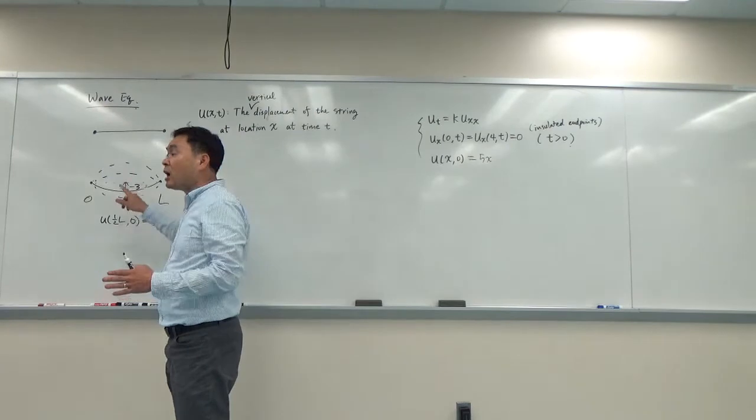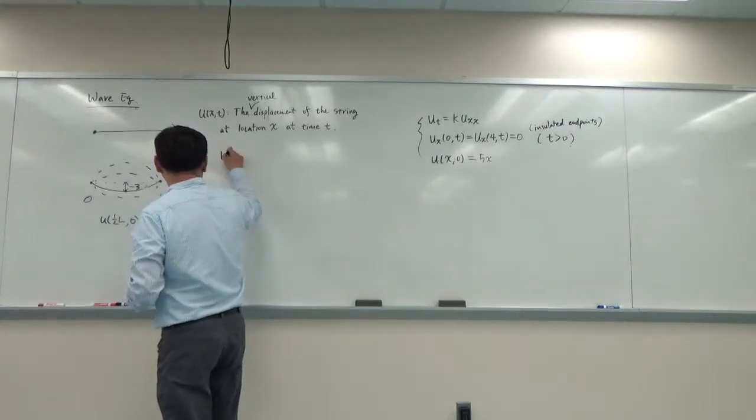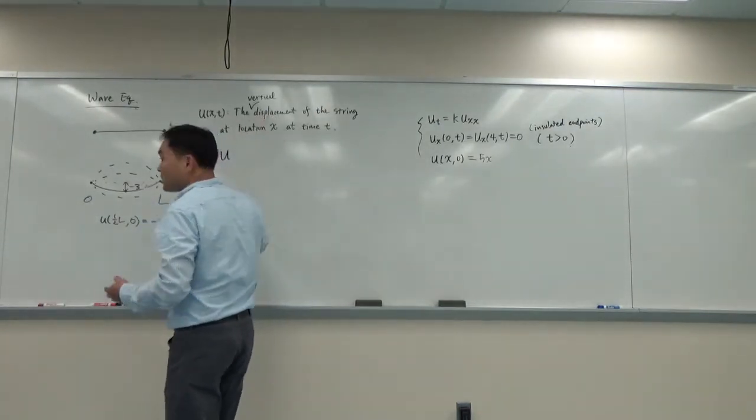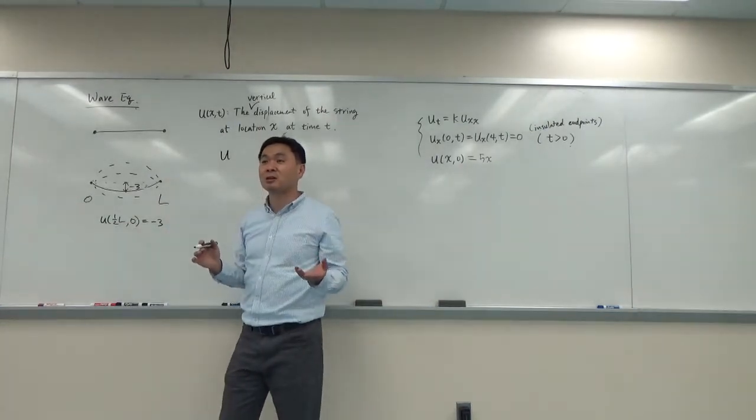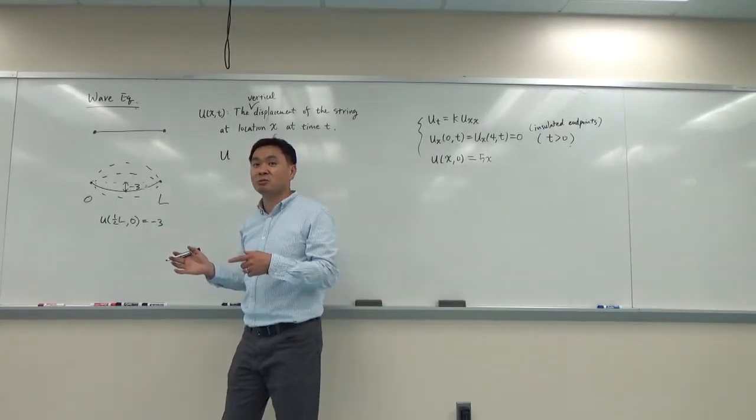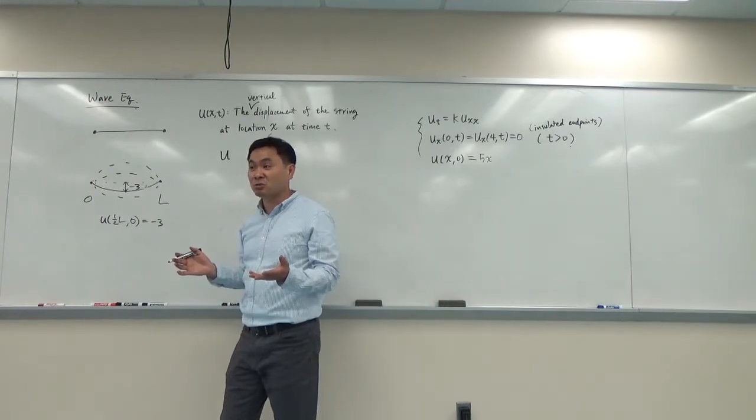Okay? Now, how would you write down the acceleration if you know u is the displacement? If you differentiate displacement, you get velocity, and if you differentiate velocity, you get acceleration. So what should I put here?